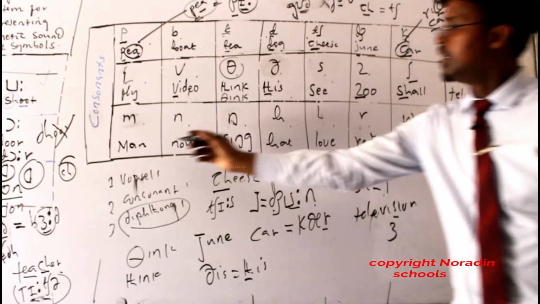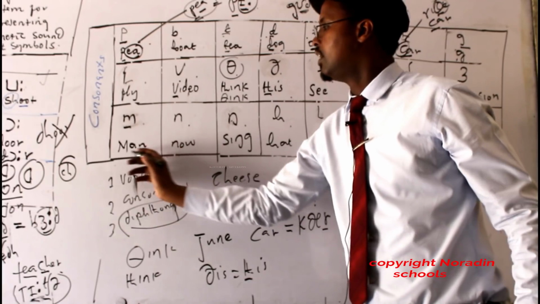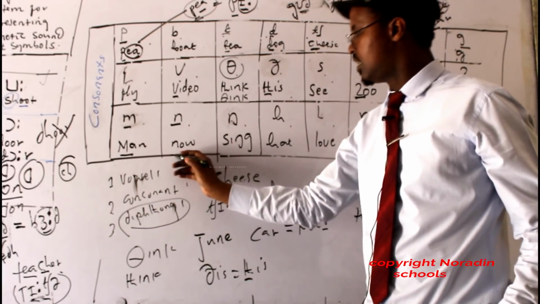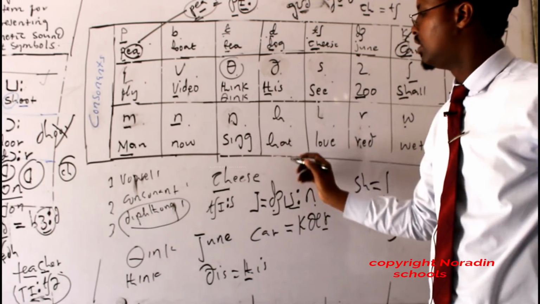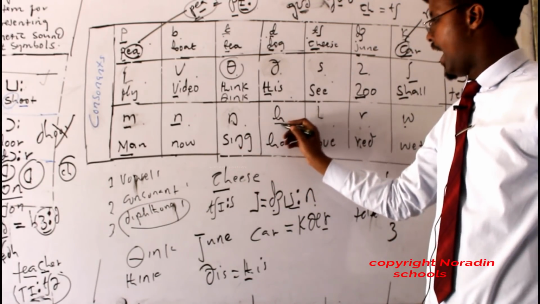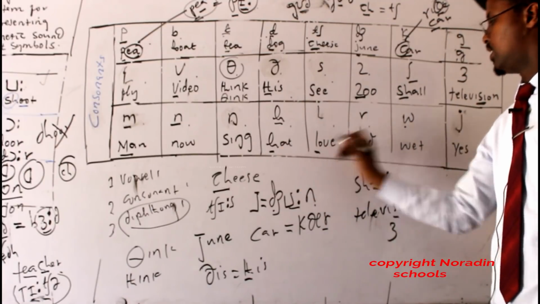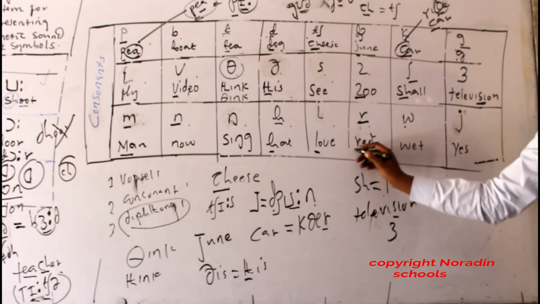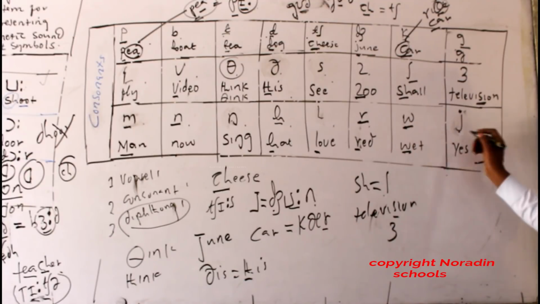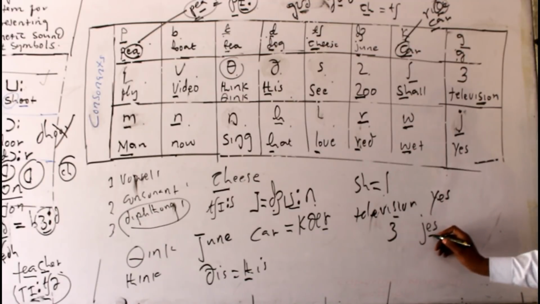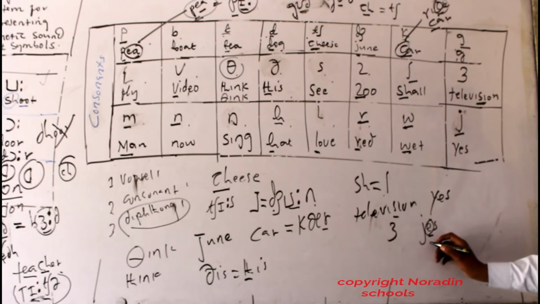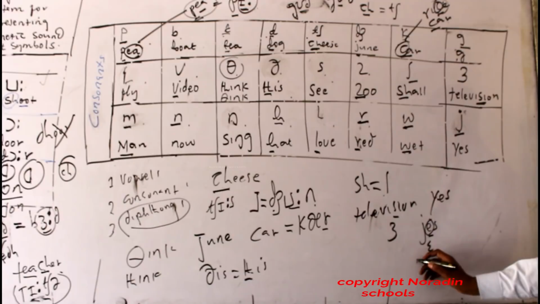And let me quickly go on. M never changes, man. N never changes. Sing, when N is in the center, it has a little extra mark, see. H never changes, had. L never changes, love. R is the same, red. W is the same, wet. J becomes yeah. If I ask you to write yes, you simply write yes like this. Either you can write yes like this, but in some dictionaries they write the word like that. So they write yes like this.